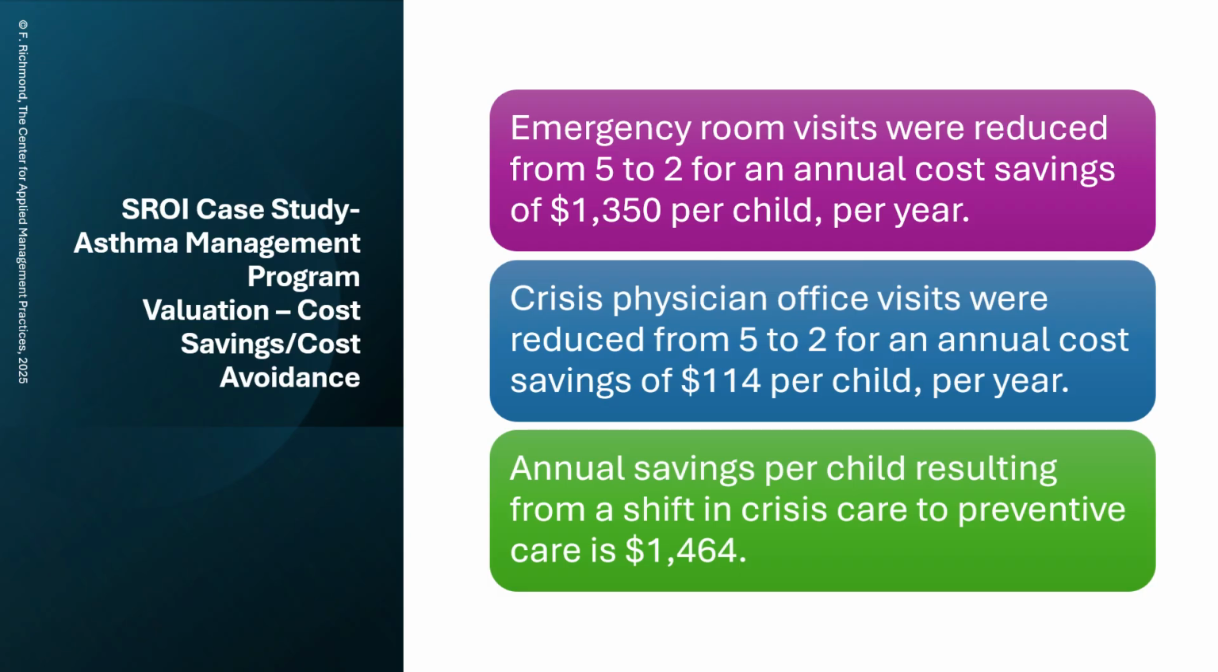So she showed that they reduced emergency room visits from 5 to 2. These numbers are probably 15 years old. And that's the savings per child. By coincidence, the crisis office visits, 5 to, she had hard data, okay? And they saved the dollars per child for the physician visits. And what she showed was the annual savings per child in preventive care was $1,464. So, okay.